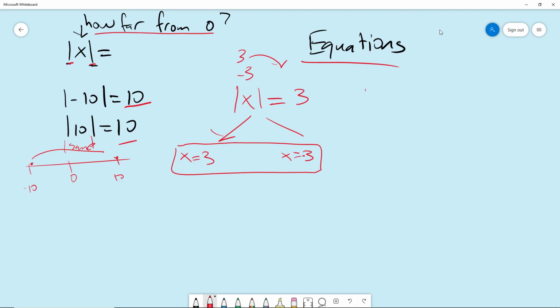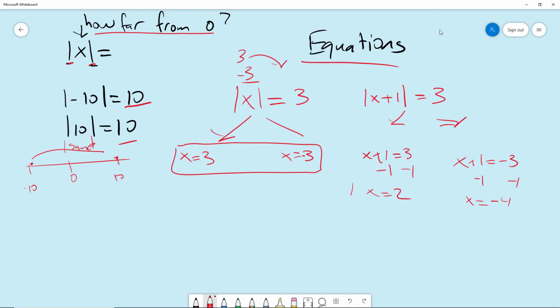So if I have something like this, absolute value of x plus 1 equals 3, I'm going to split it: x plus 1 equals 3, and then I also want to solve for my negative answer, x plus 1 equals negative 3. When I do that, I could solve both answers individually and get x equals 2, x equals negative 4. This is the basics of absolute value.